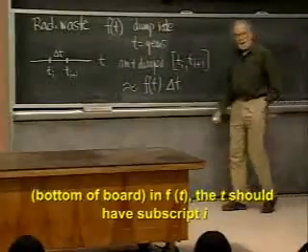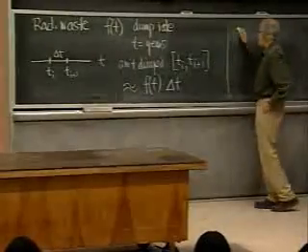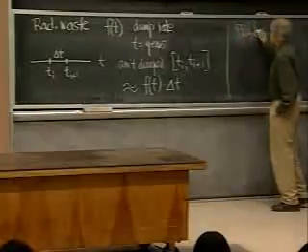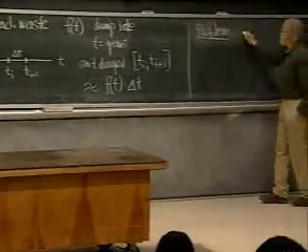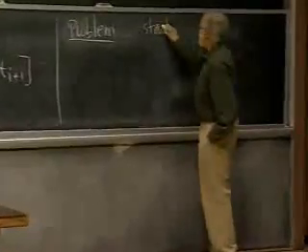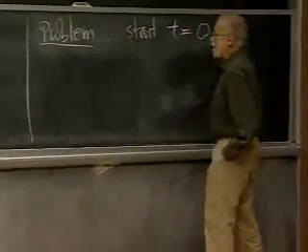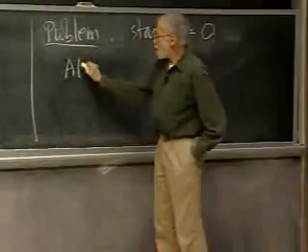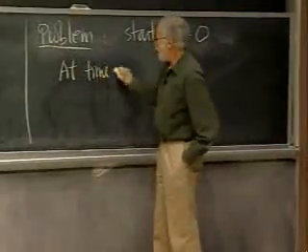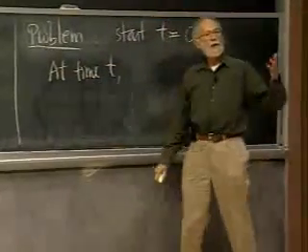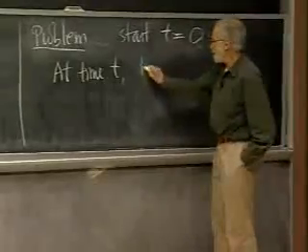Okay, now here's my problem. The problem is: you start dumping at time t equals 0. At time t, how much radioactive waste is in the pile?